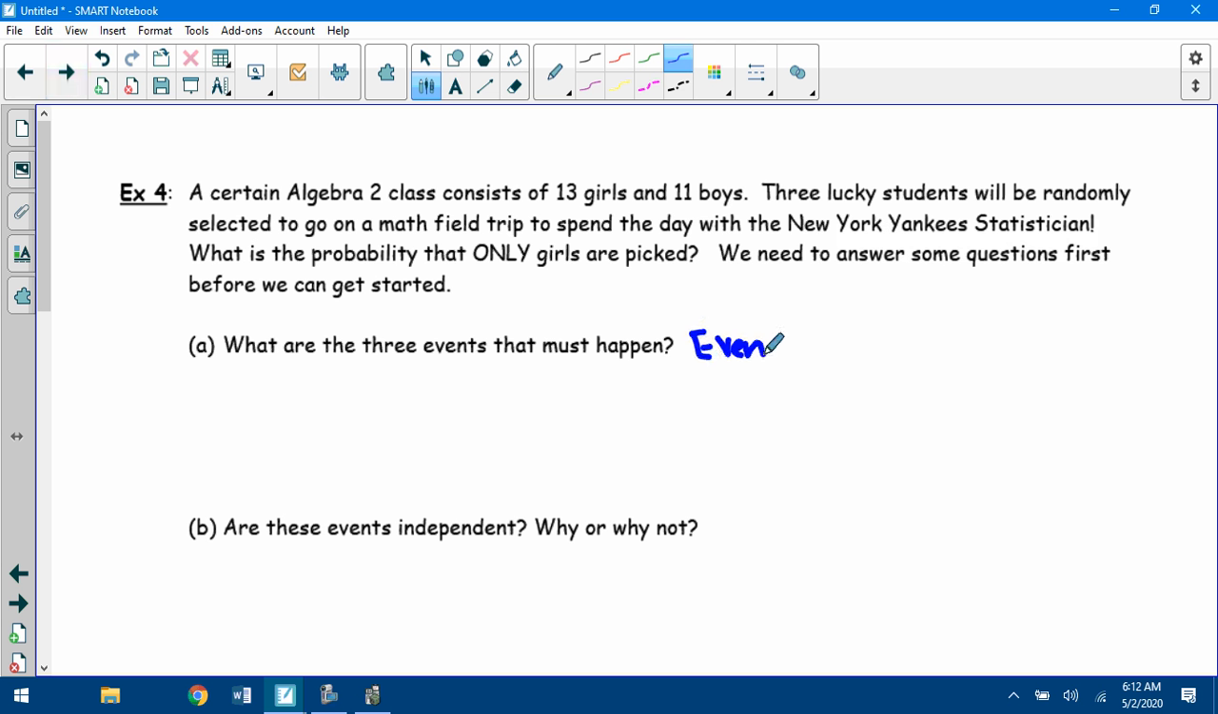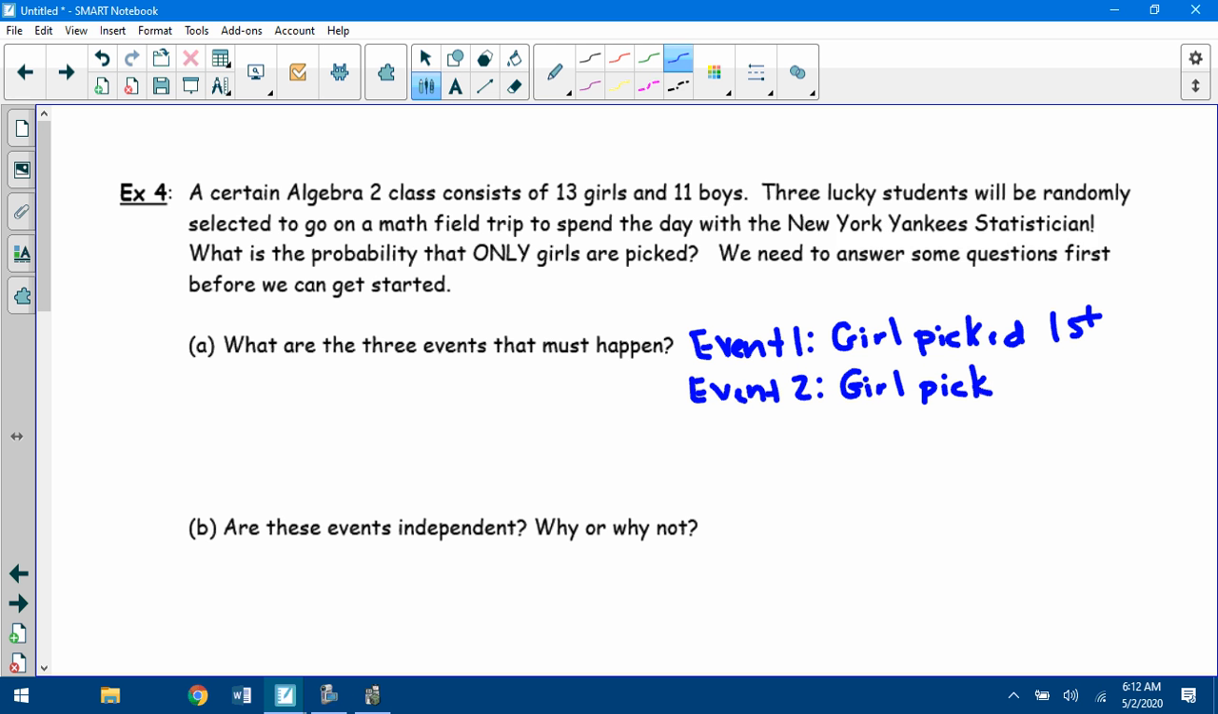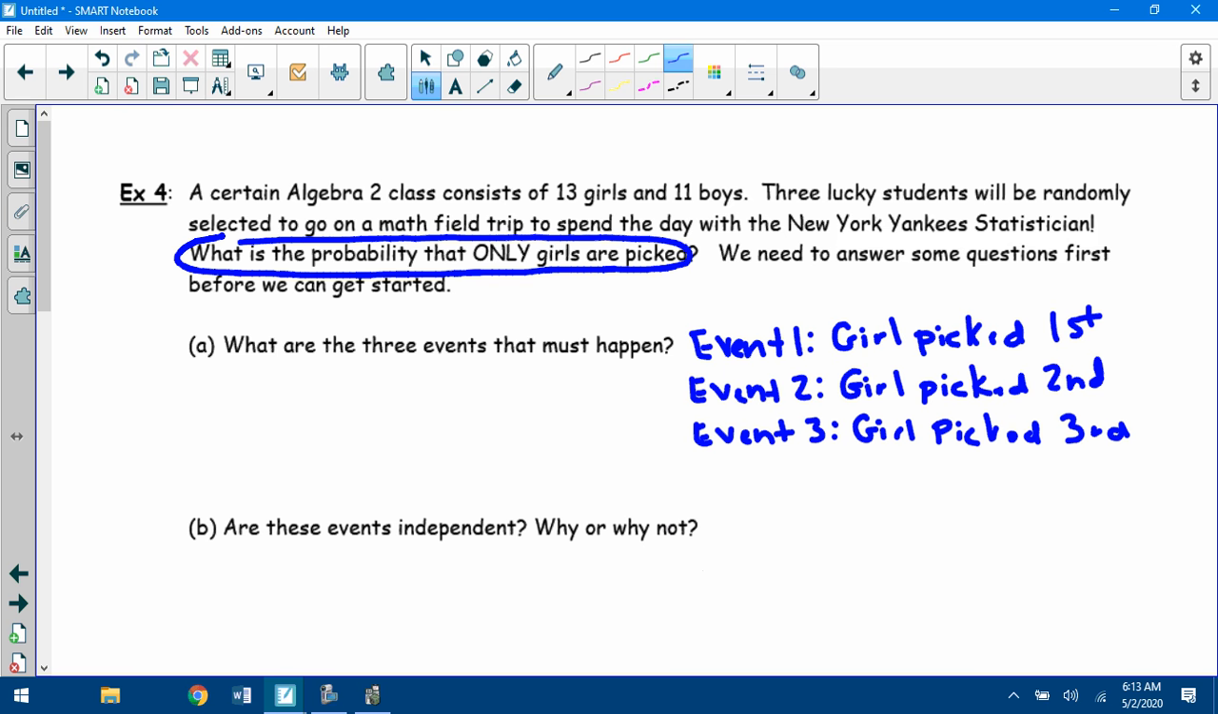Okay, so event 1 is there's a girl picked first. Event 2, there's a girl picked second. And event 3, there's a girl picked third. So 3 events have to happen all at the same time. We want the probability that only girls are picked. So essentially, in terms of these events, I want the probability that a girl is picked first, and a girl is picked second, and a girl is picked third.